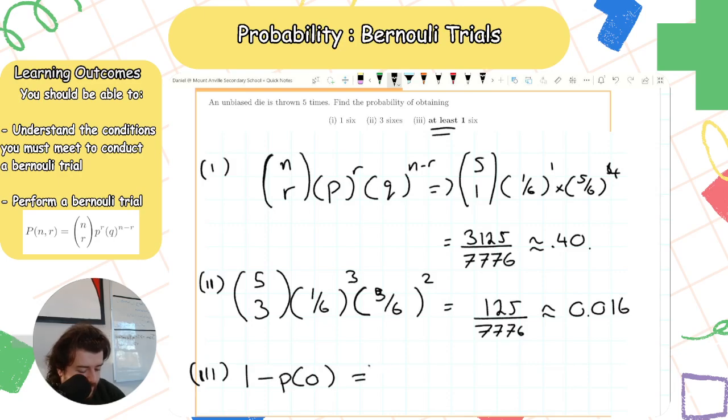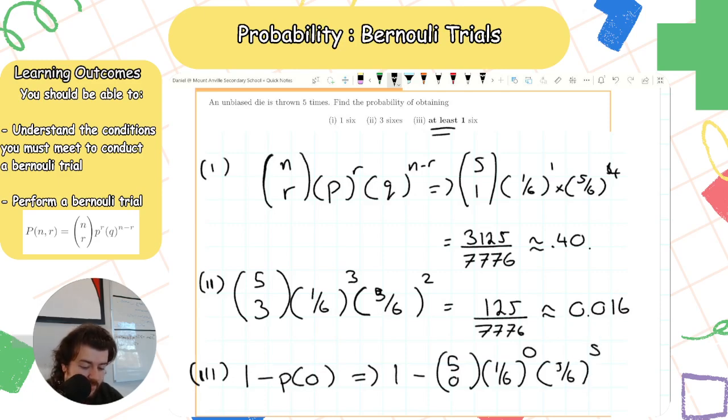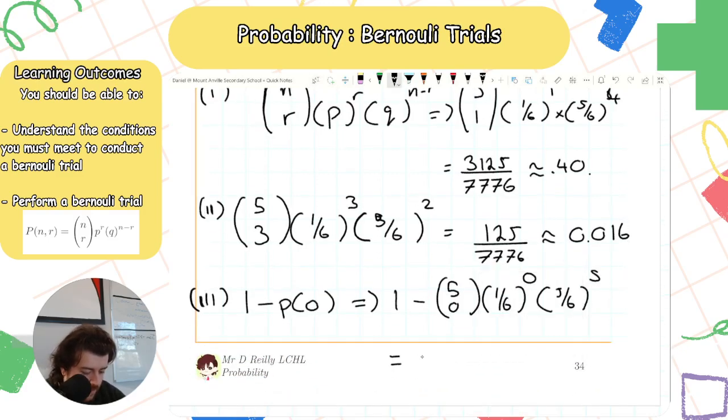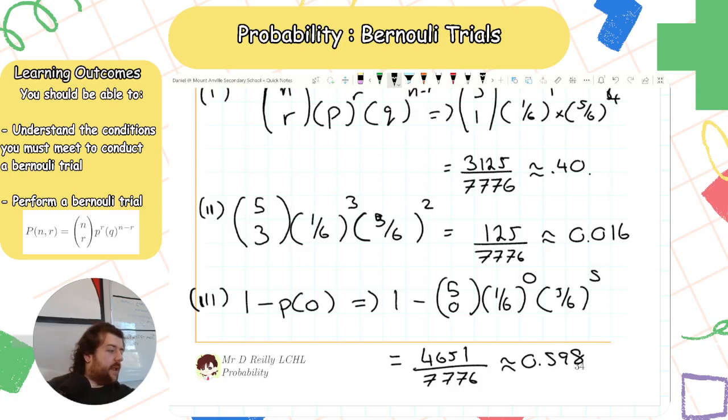right? So that would be 1 minus 5 choose 0, 1 over 6, well, I want 0 6s to happen, over 5 over 6, and I want that to happen 5 times. So 1 minus all of that is going to be equal to 4651 over 7776, or roughly 0.598, right? So the probability of getting at least one 6 would be 0.598.